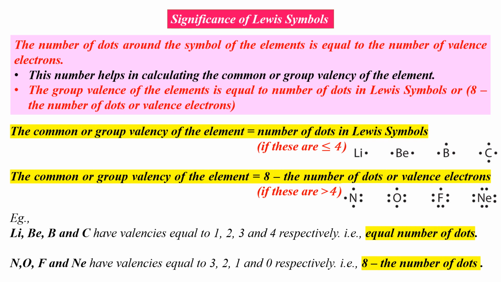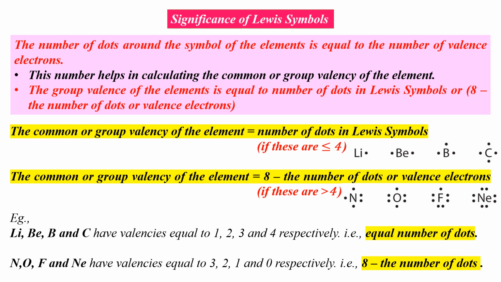Clear? Now you can see that the number of dots in the Lewis symbol of these elements is greater than 4. So how do you calculate the common or group valency of these elements? You subtract the number of dots in these elements from 8. Now let us calculate the common or group valency of nitrogen. Nitrogen has 5 dots which is greater than 4. So to calculate the common valency of nitrogen, I subtract 5 from 8. So 8 minus 5 gives you 3. So this would be the valency that would be most preferred by nitrogen. Nitrogen would have a preferred valency of 3.